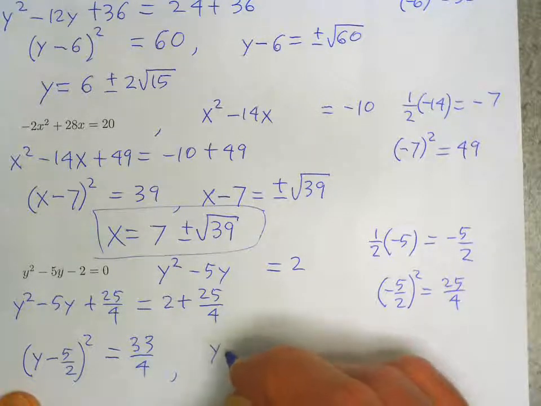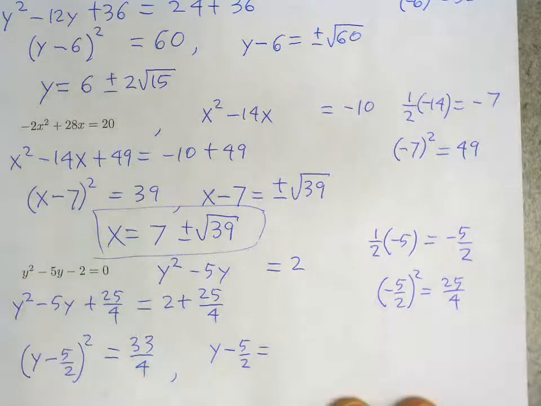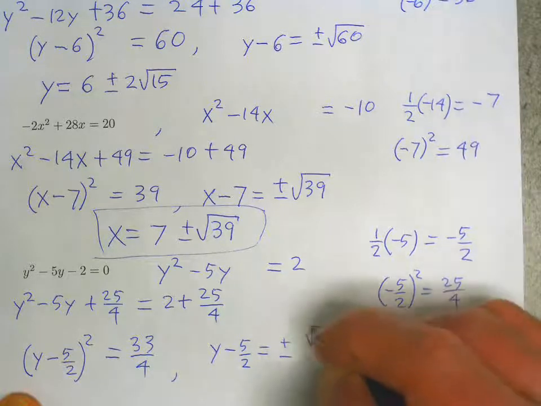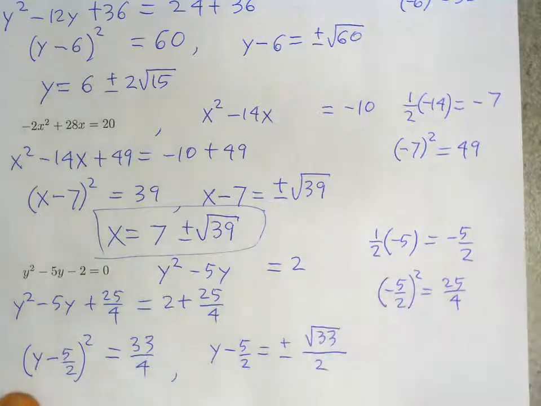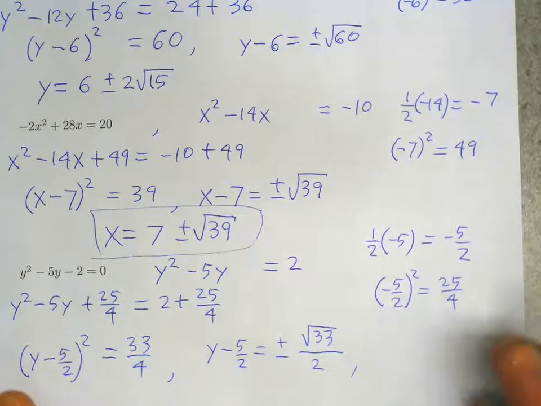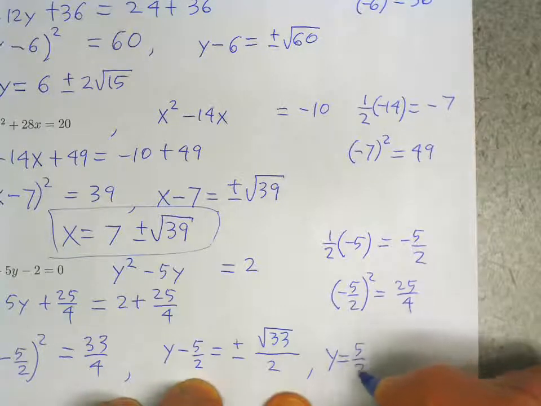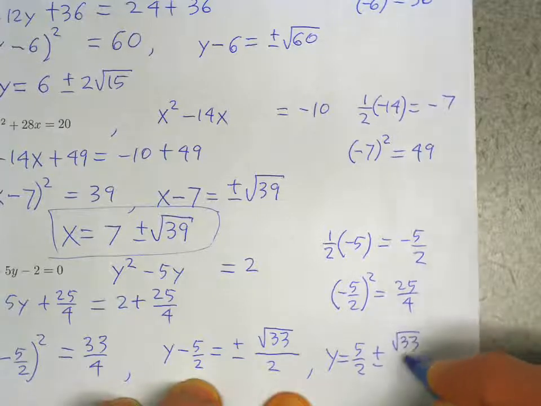And so the left-hand side, y minus 5/2 equals positive and negative square root of the entire fraction, the square root of 33/4. But notice the square root of 33/4 is the same as the square root of 33 over the square root of 4. And in the denominator, the square root of 4 is simplified to 2. So we'll write this as y minus 5/2 equals positive and negative square root of 33 in the numerator divided by 2. And then one last step, just add 5/2 to both sides. So we get y equals 5/2 plus and minus the square root of 33 over 2.